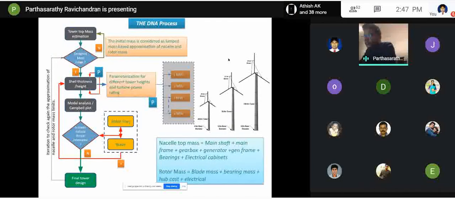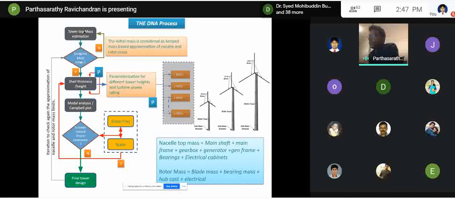So when a tower is designed, it is not designed for only one particular design. As I said, it is not only for 1 megawatt, 2 megawatt, or 3 megawatt. The world's biggest is now beyond 9 megawatt. So what any designer would do is try to do the first tower top mass estimation. The tower top mass is nothing but the mass of the whole blades along with the rotor hub and the nacelle.